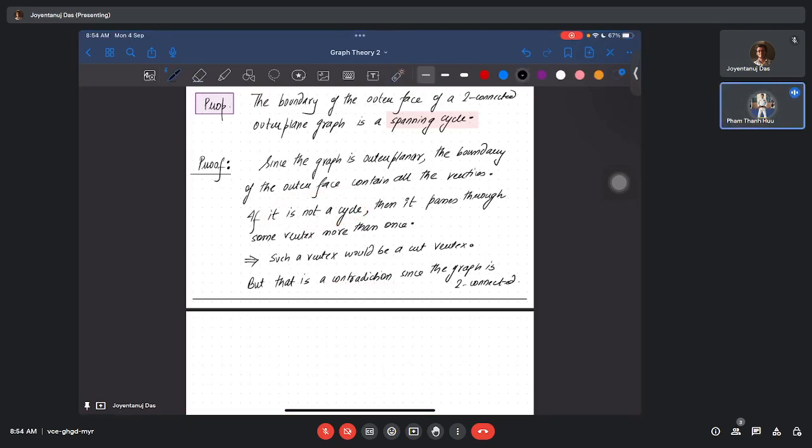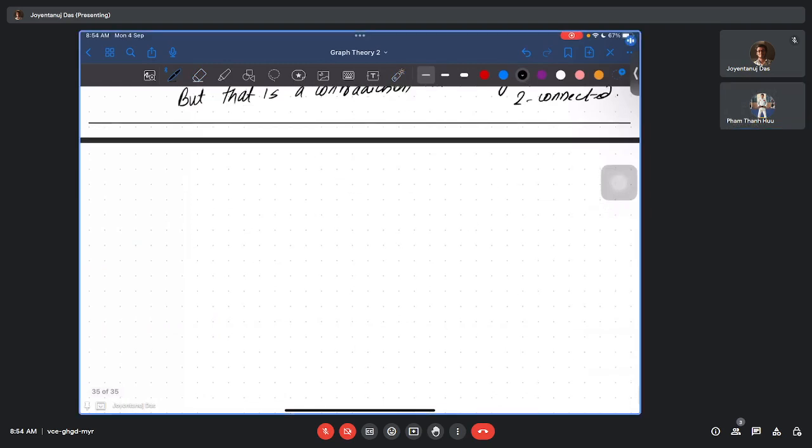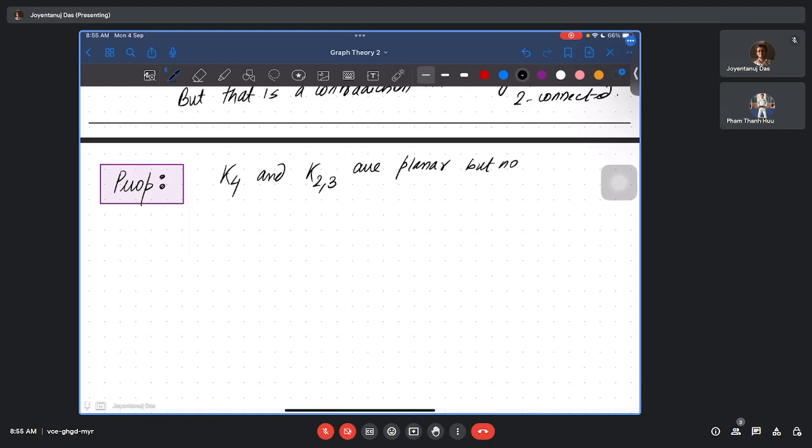Right. Next proposition: these are the known graphs. K4 is the complete graph on four vertices, and K2,3 is the complete bipartite graph. These are planar graphs, but not outerplanar.